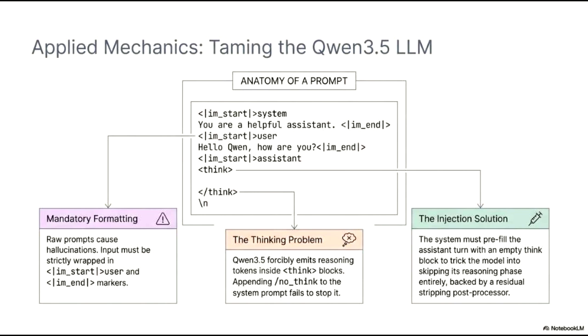Next, we encounter the thinking problem. By default, Qwen 3.5 is designed to forcibly emit reasoning tokens within think blocks. Simply instructing the model not to think via system prompt commands, such as appending /nothink, is often ineffective at halting this internal process. To solve this, we implement the injection solution. By pre-filling the assistant's turn with an empty think block, specifically <think></think>, we can effectively trick the model into believing it has already completed its reasoning phase, thereby skipping it entirely. This approach is further reinforced by a residual stripping post-processor to ensure a clean final output for the end user.